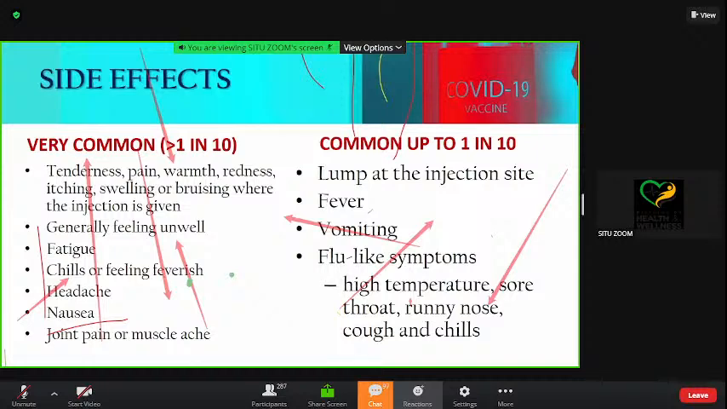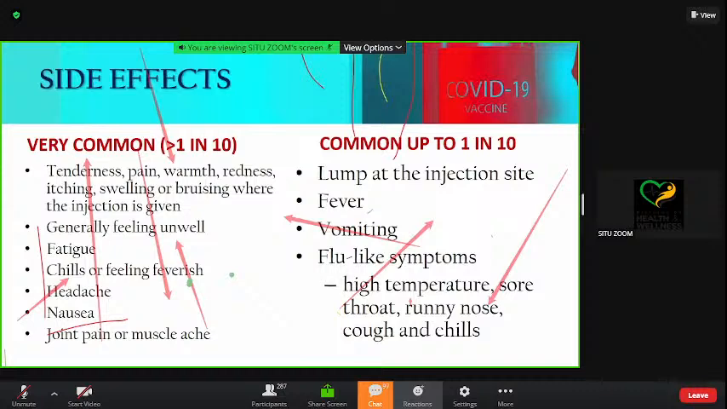The same principle applies. So we're just big now, but we're going to get pain and warmth and redness at the injection site, and we're going to get the urge to touch it and squeeze it. Leave it alone, don't trouble it at all. We're going to feel unwell, we're going to get chills, fever, headache, joint pain. We expect that to happen.